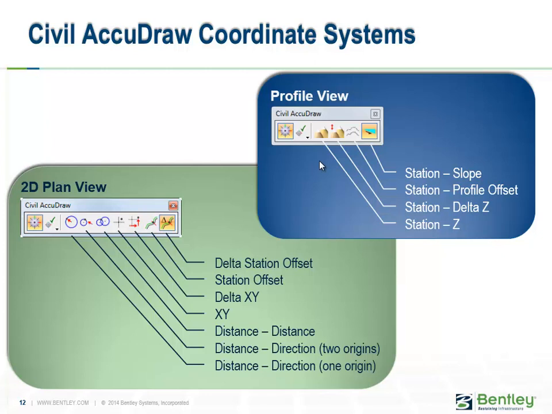The ordinates can share a common origin, or each ordinate can be calculated from separate origins such as a distance-distance coordinate system, where both distances are measured from a different location. The most commonly used ordinate pairings are already set up, but other pairings can be defined as needed. The delivered ordinate pairings for a 2D plan are listed on the screen. The pairings for a profile view are also listed on this screen.